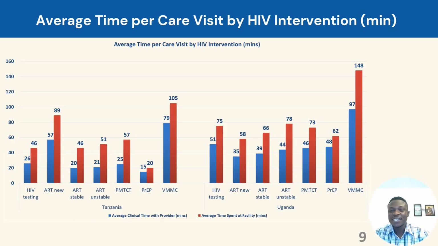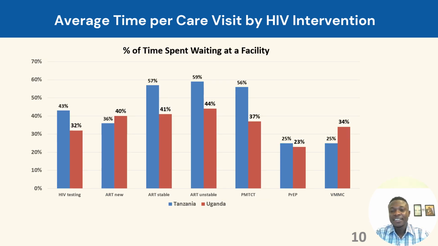This figure shows the clinical time required for different HIV interventions. The average time spent at a facility varied from different services, ranging from as low as 20 minutes for a PrEP visit in Tanzania to 148 minutes for a VMMC visit in Uganda. In addition, the waiting time varied quite significantly, from only 25% of time for PrEP in Tanzania to as high as 59% for ART unstable patients in Tanzania.